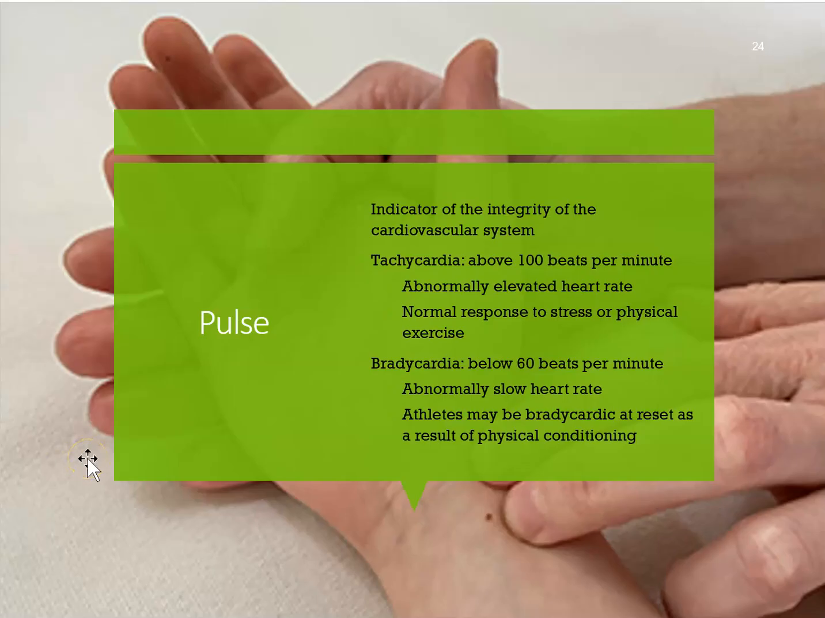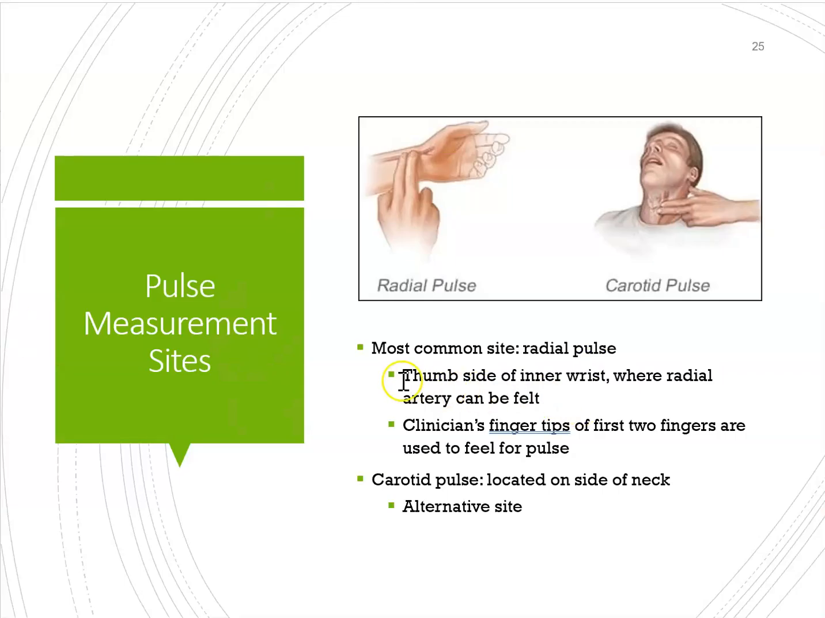Pulse. To take the pulse, you can take the thumb side of the inner wrist, and on the thumb side is where you would put your two fingers. Do not put your thumb on this area because your thumb has a pulse of its own. So you must use the first two fingers and put them near the thumb side of your client's wrist. And you feel for their pulse and you measure how many beats there are per minute. So having a stopwatch would be helpful.